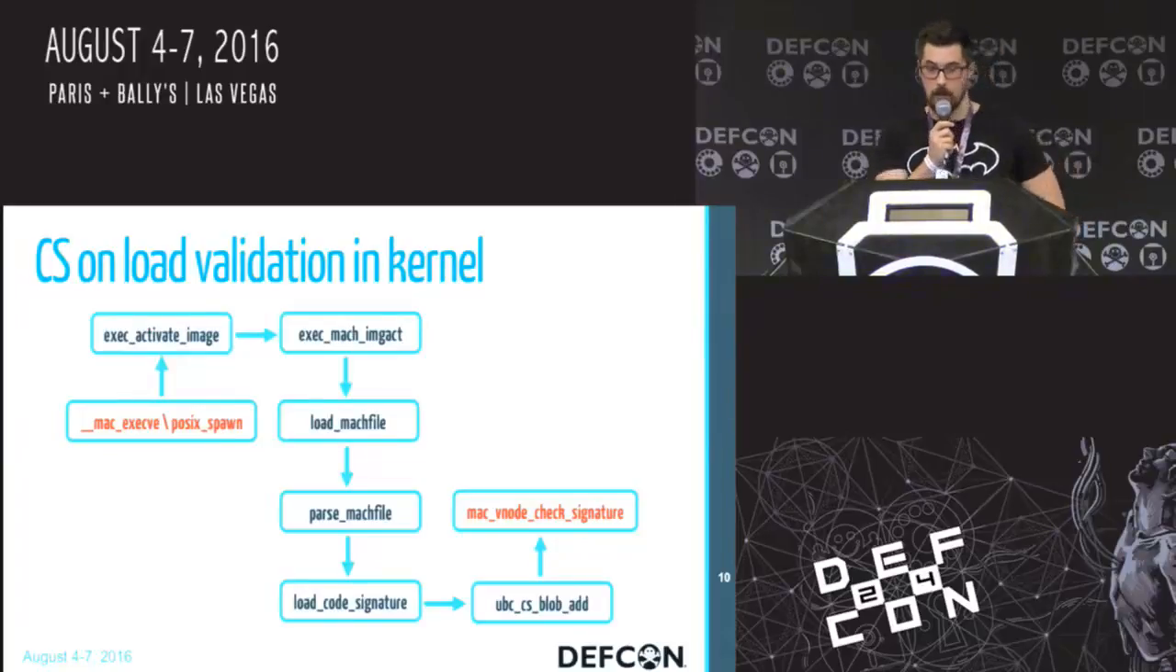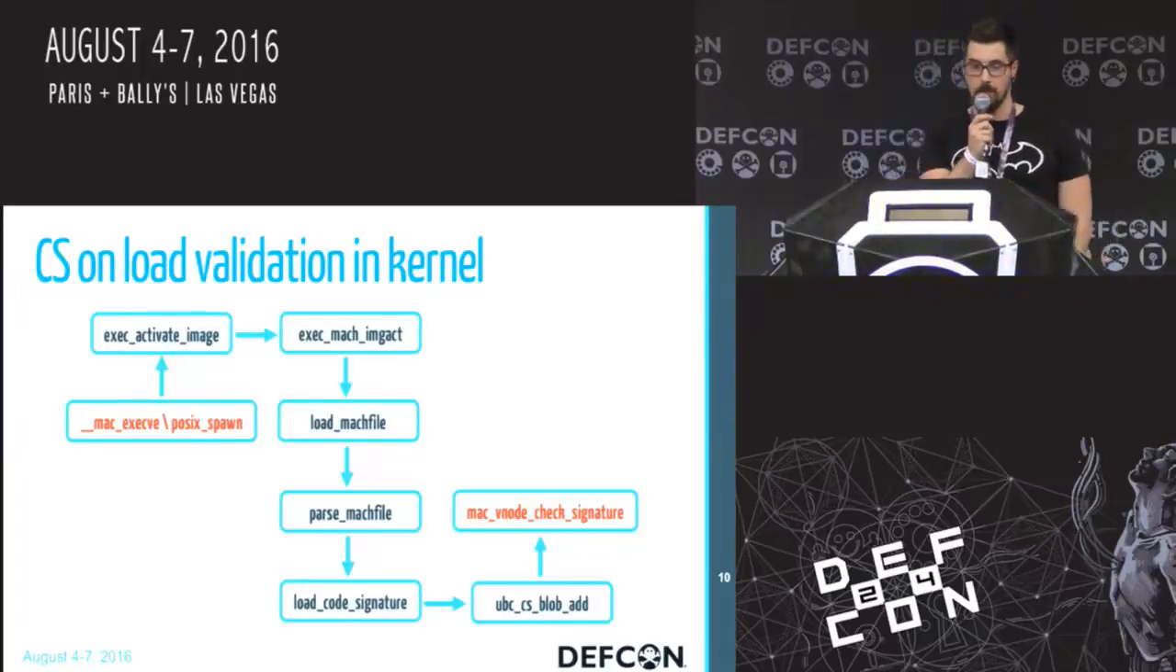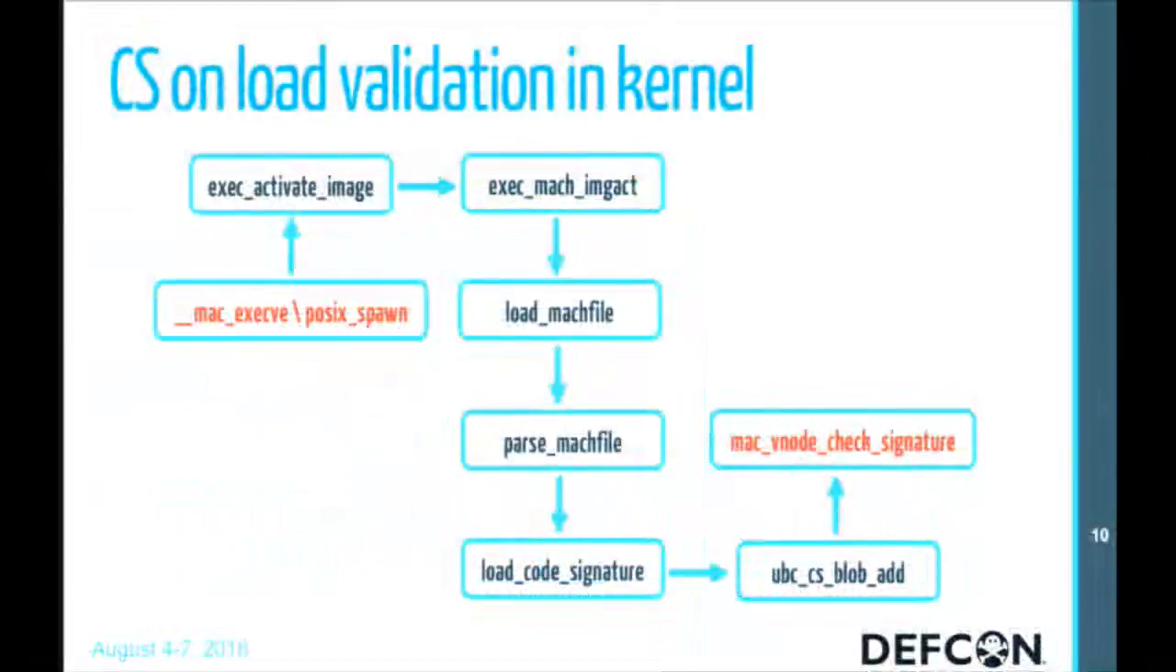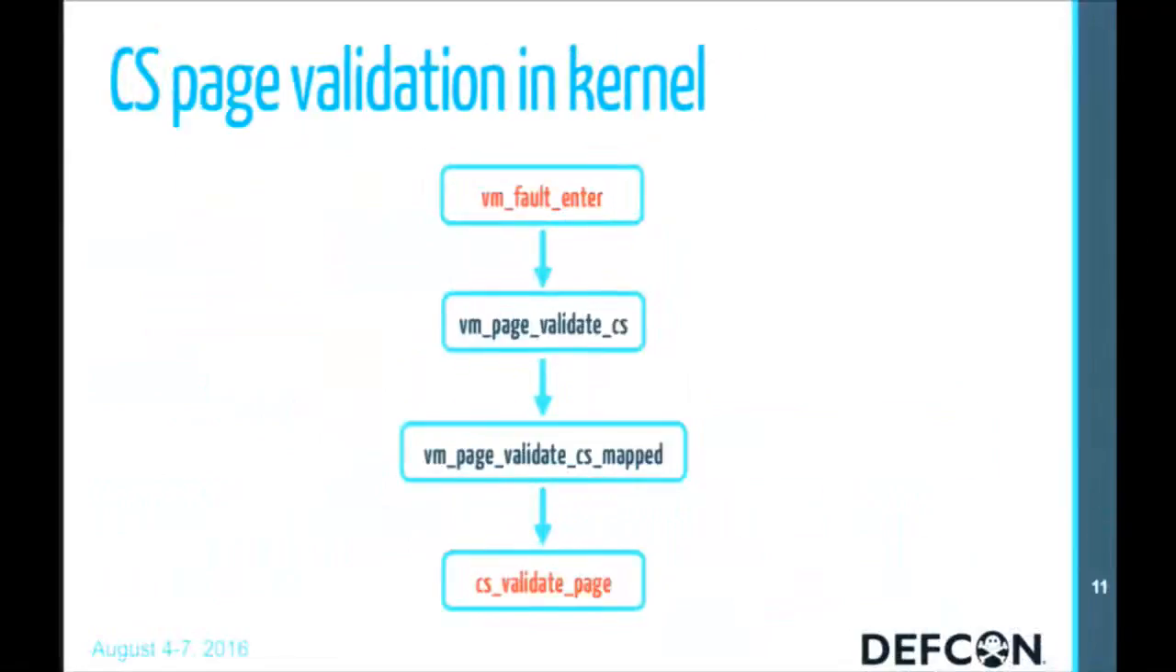We spawn a new process with mark exec v or POSIX spawn, and exec activate image gets called in the kernel. It iterates through all the image activators called exec match image act, which handle MAC files and call load MAC file, parse MAC file, load code signature, UBC CS blob add, and finally it calls the MAC vnode check signature MFI hook. This is how it works per page.